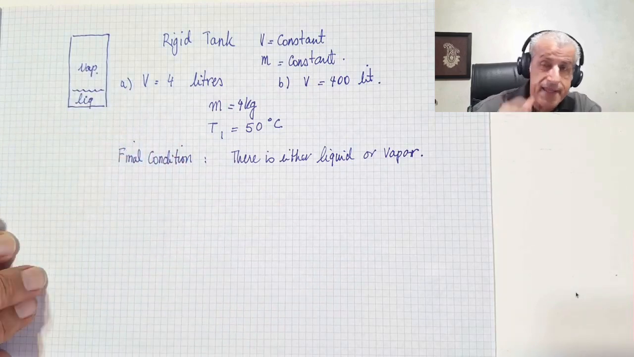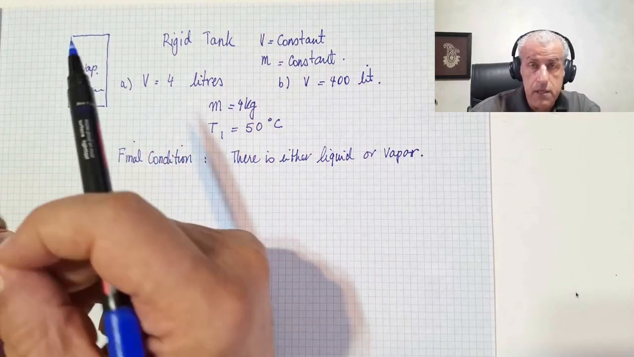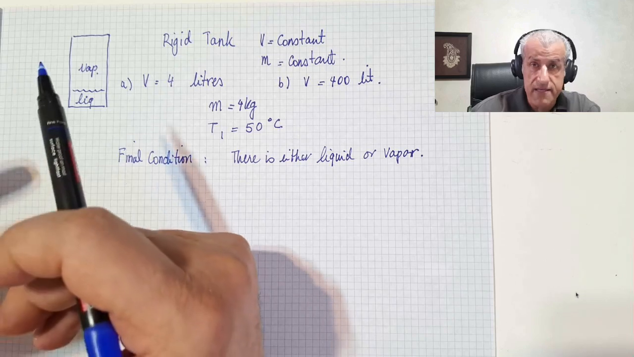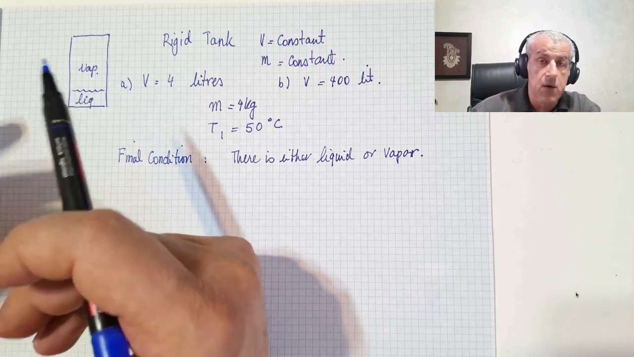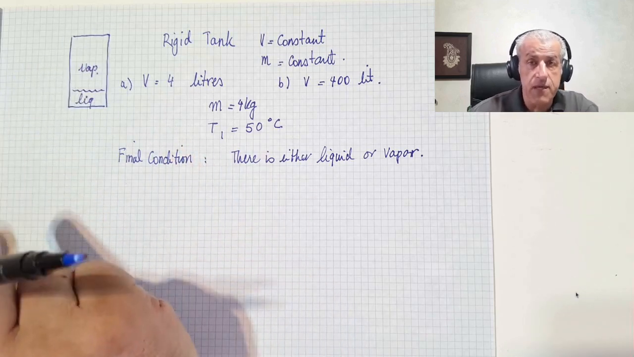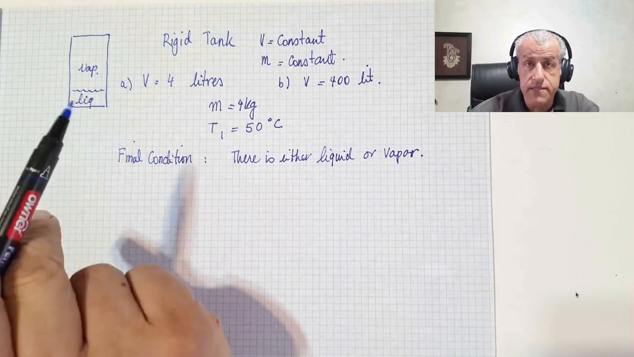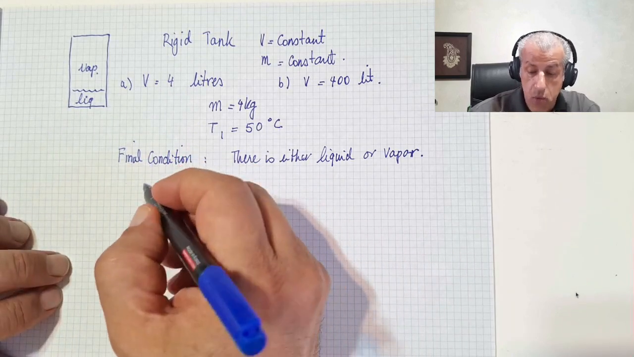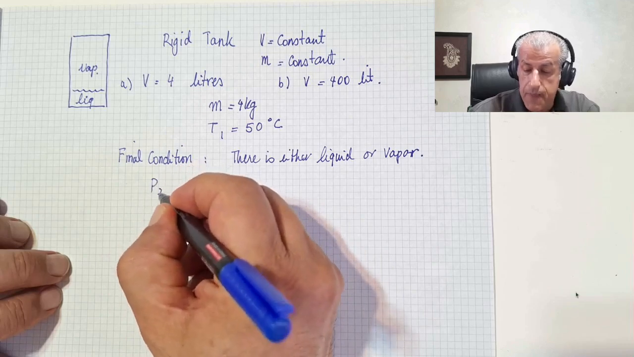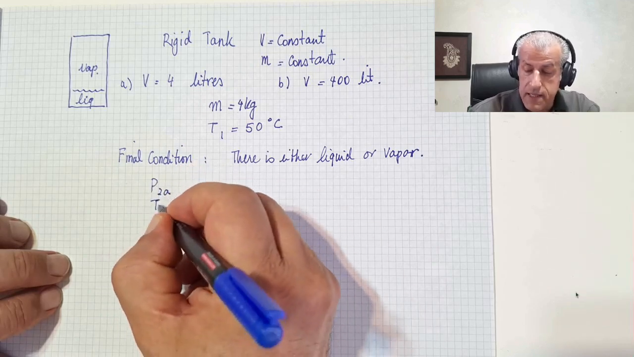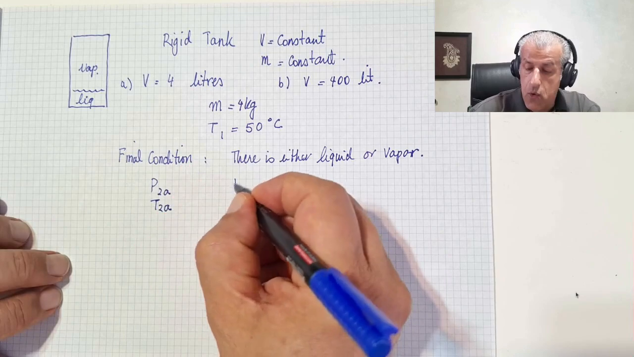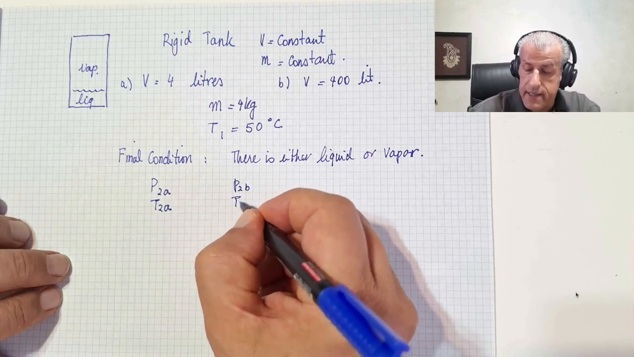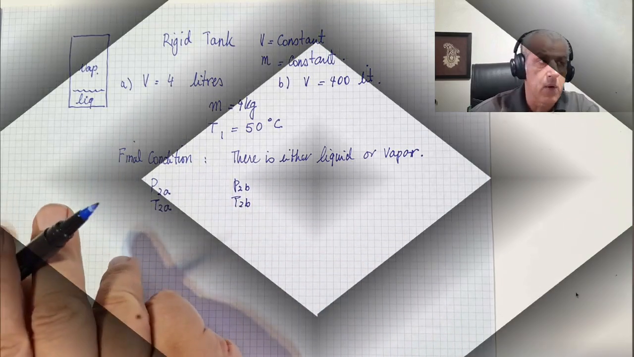But at the end of the story, there is only one phase, and it asks us what happens and which is that phase, what's the pressure, and what's the temperature. So what it wants is P2A, T2A, or P2B, and T2B. These are what the problem wants from us.